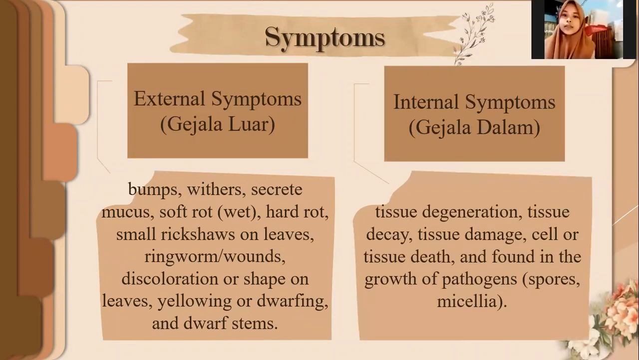The external symptoms are bumps, wilting, sick mucus, soft or wet rot, hard rot, small mucus on lips, ringworm or wounds, discoloration or shape change, yellowing or dwarfing, and dwarf stems. And internal symptoms are tissue degeneration, tissue decay, tissue damage, cell or tissue death, and the growth of pathogens like spores and mycelia.